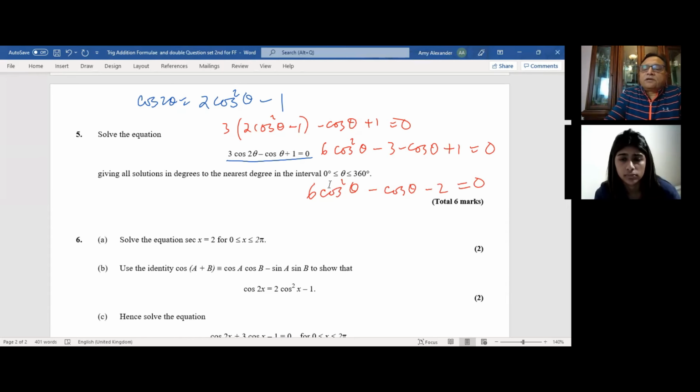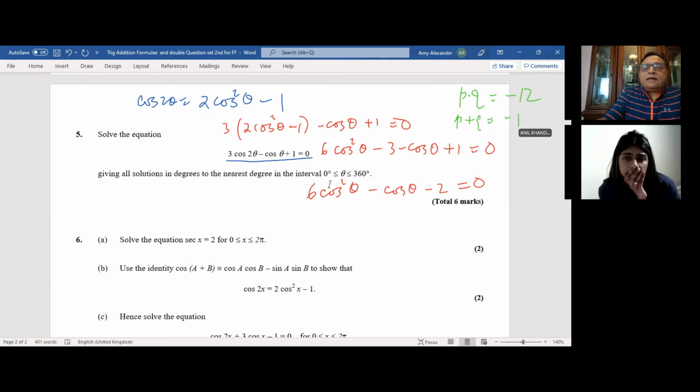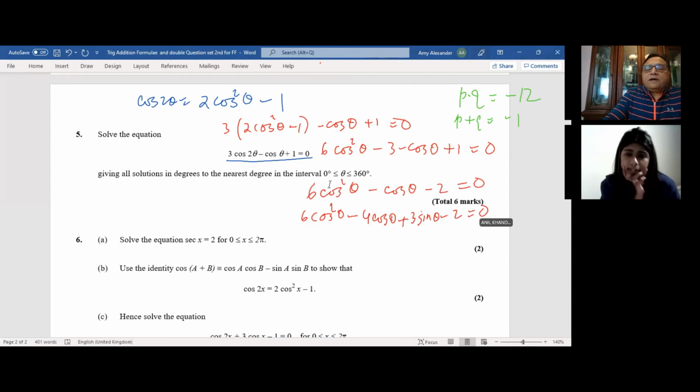You can factor this. You're looking for two numbers whose product is minus 12 and whose sum is minus 1. Yeah. So the two numbers are 4 and 3. So I could write this as 6 cos square theta minus 4 cos theta plus 3 cos theta minus 2 equals 0. Now we can factor, taking 2 common with cos theta, and you get plus 3 cos theta minus 2.